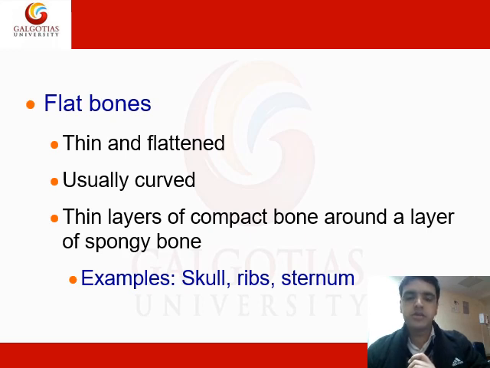So the structure of the flat bones will be that the spongy layers will be covered by a layer of compact bone. The common examples of flat bones are the skull, ribs and sternum.